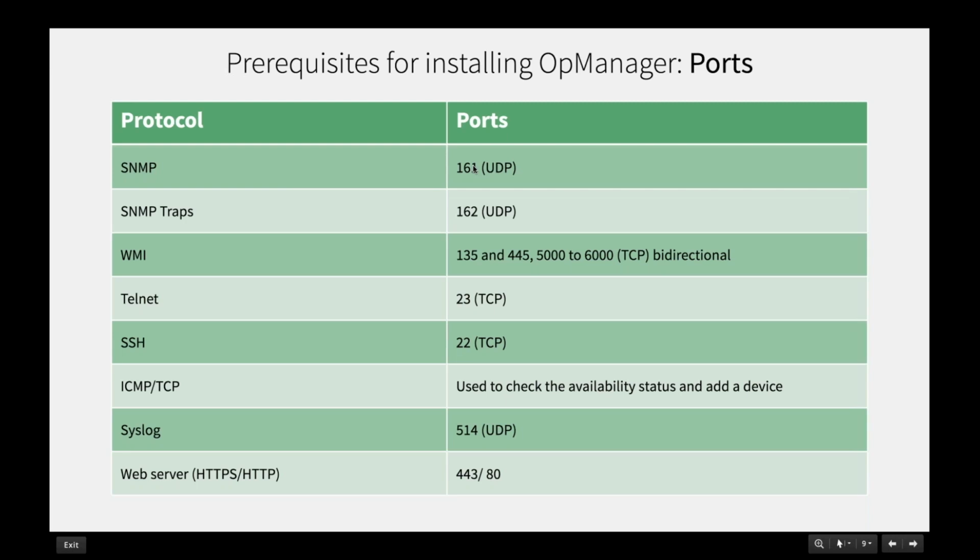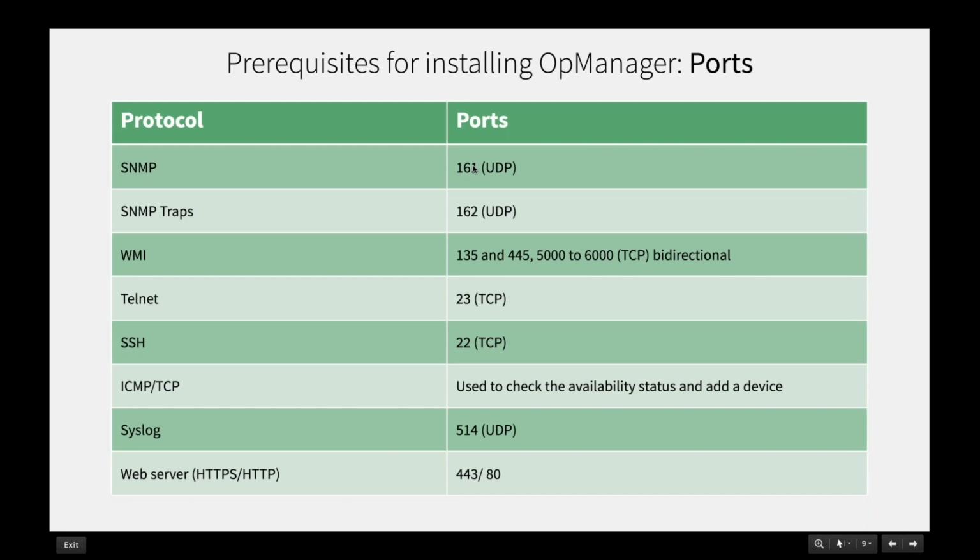Since OpManager is a web-based product that runs on all browsers, to access the GUI, we use port number 8060 for HTTP, and for a secured connection, we use port number 443. This is all about the system requirements and ports for installing and running OpManager.